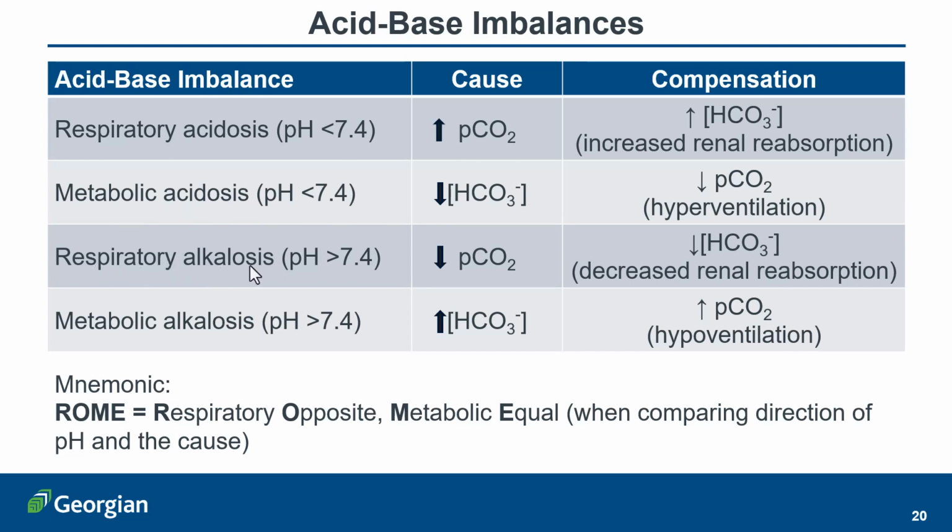For respiratory alkalosis, the pH has to be greater than 7.4, and the cause is a decrease in the PCO2 caused by hyperventilation. And similarly, for metabolic alkalosis, the pH has to be greater than 7.4, and the cause is an increase in the serum bicarbonate concentration because there's less metabolic acids to buffer.